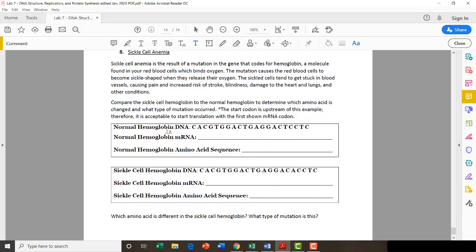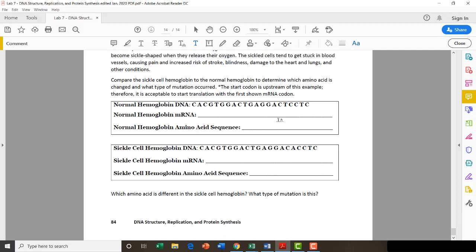You're going to see the normal DNA strand for a protein called hemoglobin. So here's the normal DNA strand. You're going to do the mRNA and the amino acid sequence. Here in sickle cell, there is a mutation. I'm not going to help you with this mutation. I really want you to compare this strand with the original. See where the difference is, locate it. Locate how it makes your mRNA different and how it makes your amino acid sequence different.